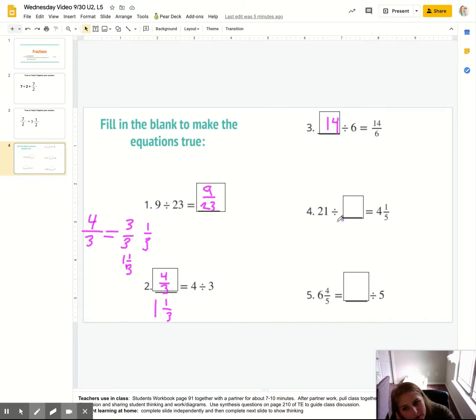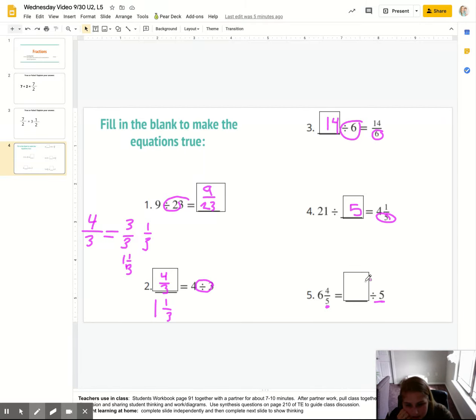This one, I have 21 divided by something equals 4 1/5. What I have to do on this one is look at what my denominator is, because if you notice, whatever we're dividing by equals our denominator. Dividing by 3, our denominator was 3. Dividing by 23, that was our denominator. Our denominator is 5, so we're dividing by 5.